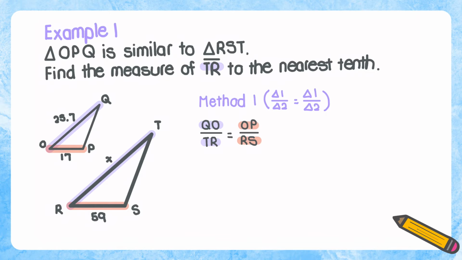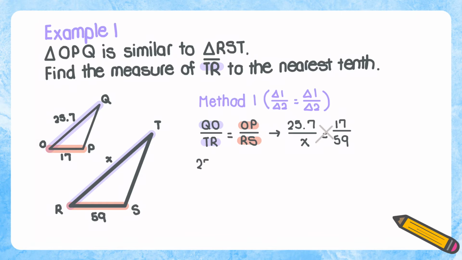On the left side, we have one batch of corresponding sides. On the right side, we have another batch of corresponding sides. So now let's replace these with the given side lengths. Side QO measures 25.7. Side TR is what we're solving for. Side OP has a length of 17, and side RS has a measure of 59. From here, to solve for x, we're going to cross multiply.